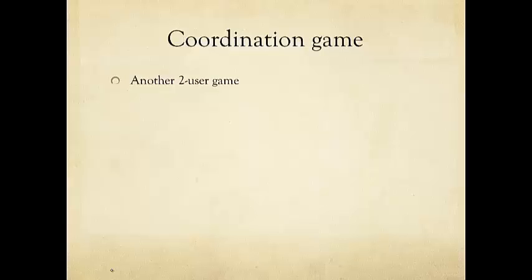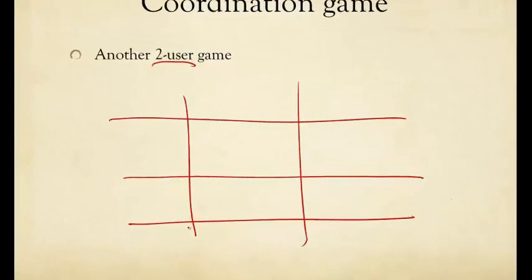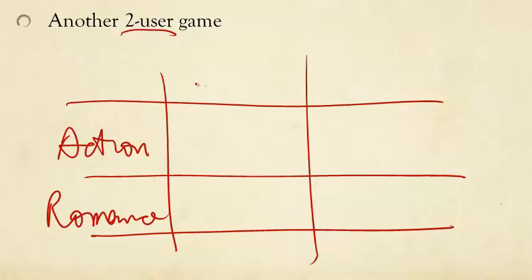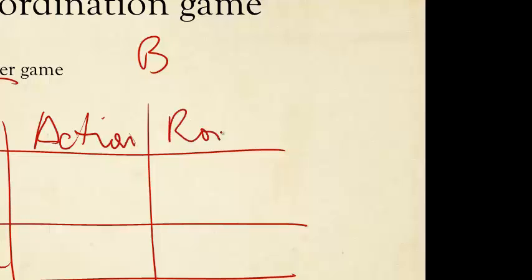This is another famous example called the coordination game. Suppose there are two users, again, you and your friend, and one night you decide that maybe you should go watch a movie. And let's say there are two kinds of movies, action and romance. So again, each player has two choices in the strategy set, action versus romance movie, for you, player A, and also for player B. Two strategies, action or romance.